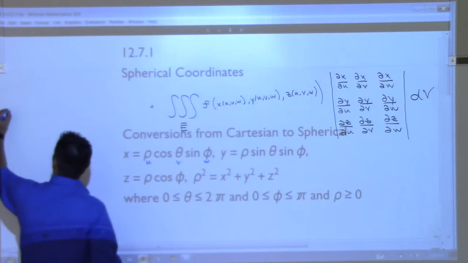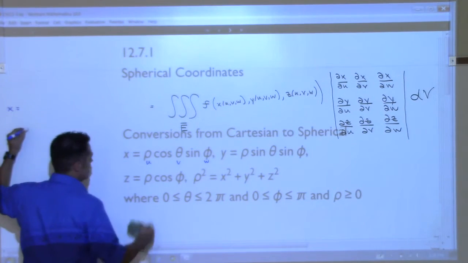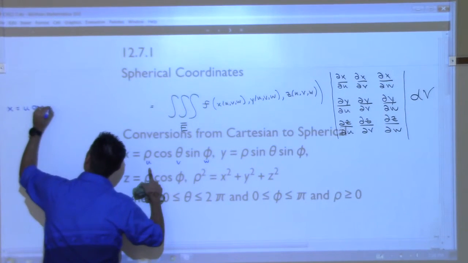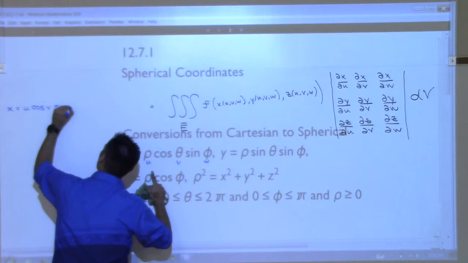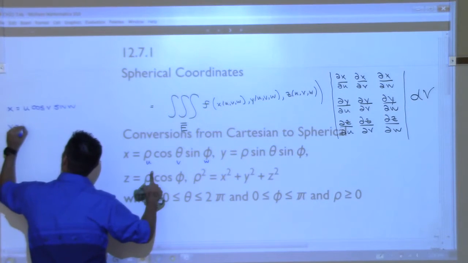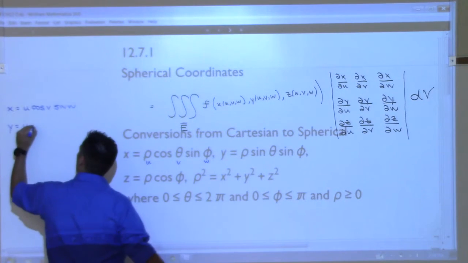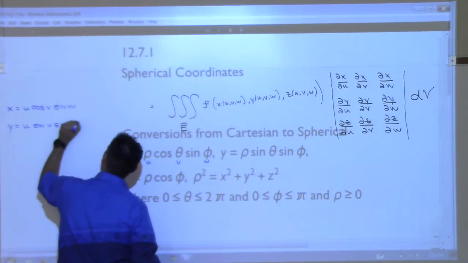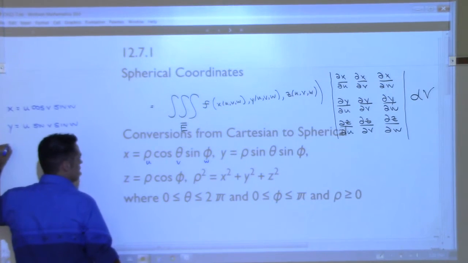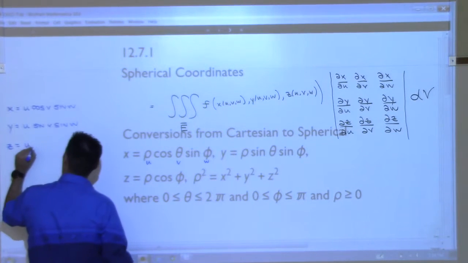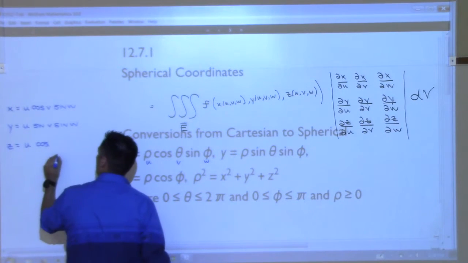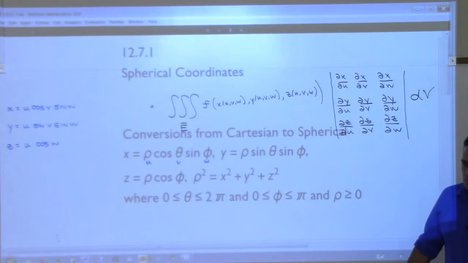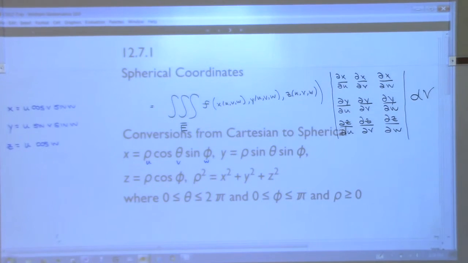So what is our thing? We have x equals U cosine V sine W. Y is U sine V sine W. Z is U cosine W. Okay, so that's it, right? Now we're ready.